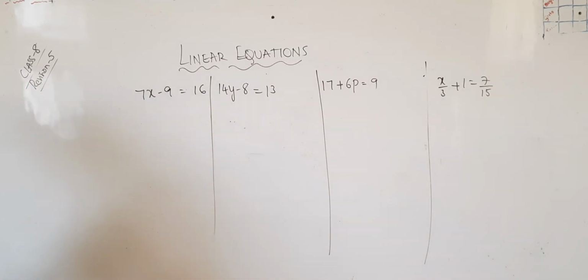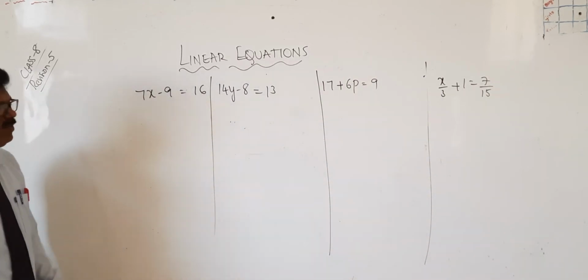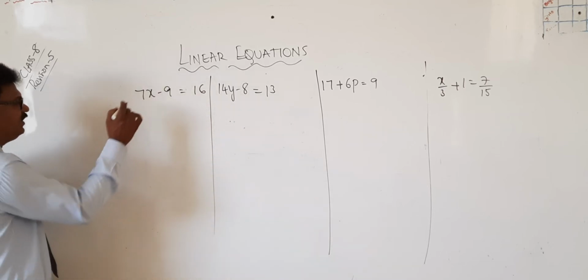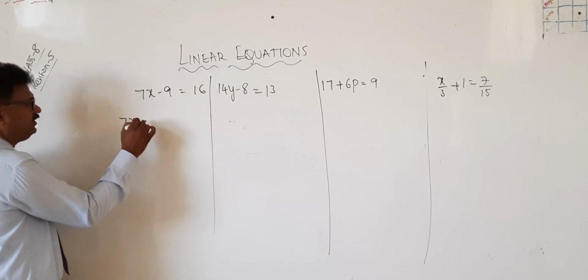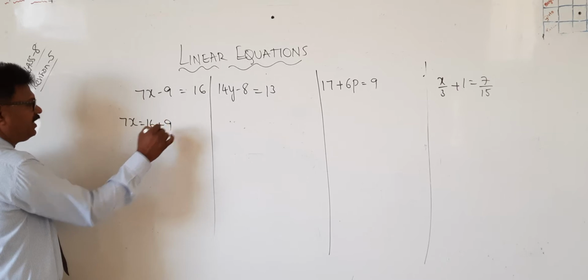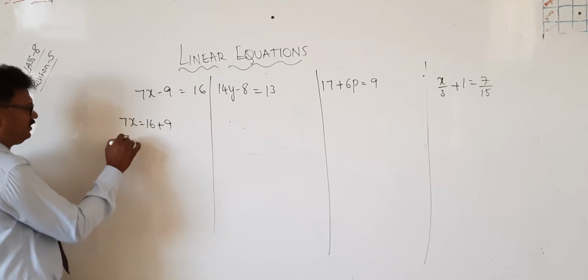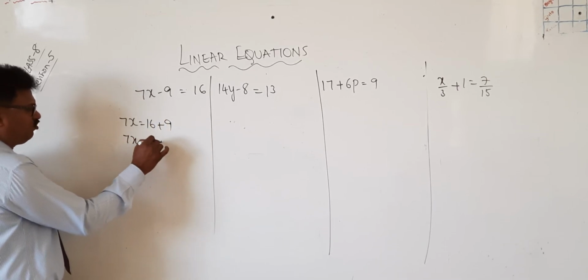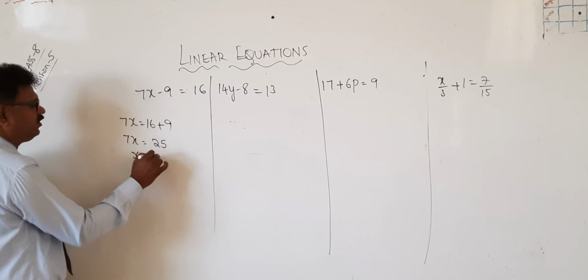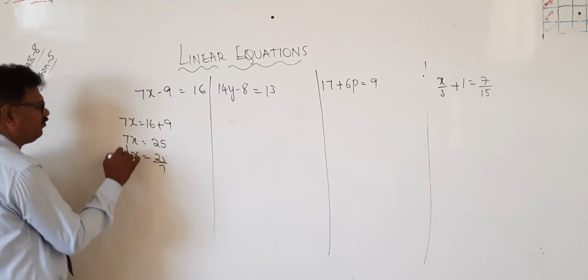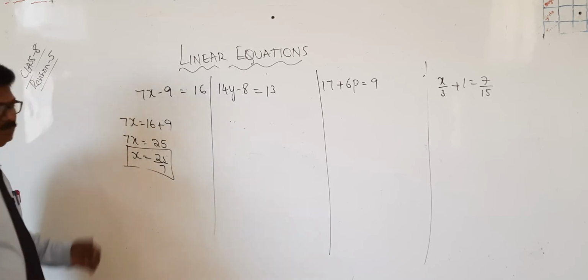So this is the second set of problems. Very simple problems. You can see it is direct. 7x is equal to 16 plus 9. Therefore 7x is equal to 25 and x is equal to 25 by 7. Okay?